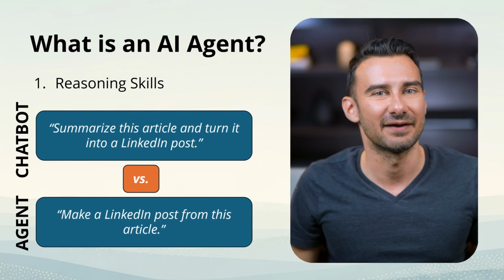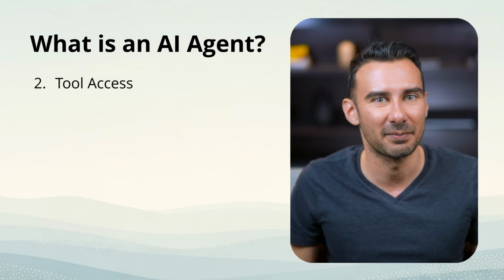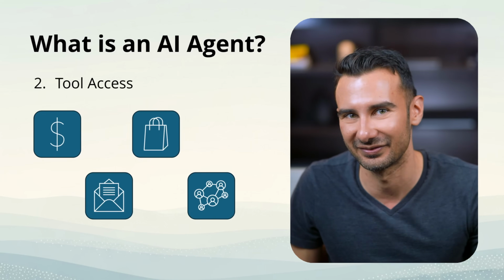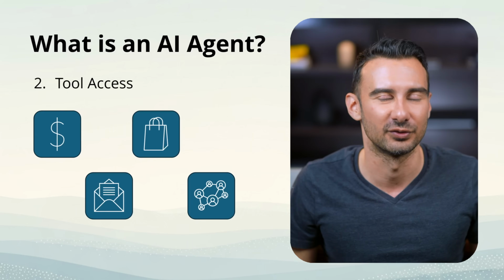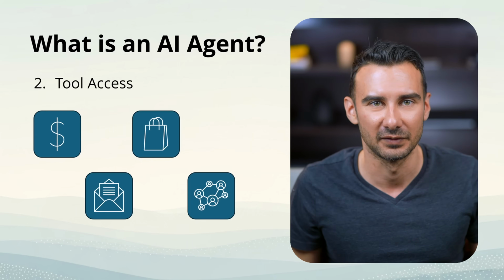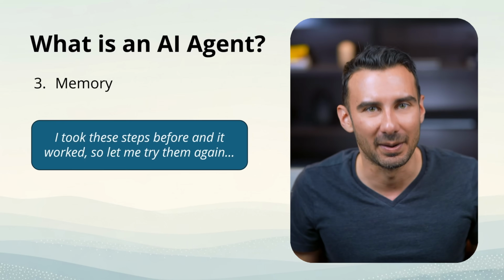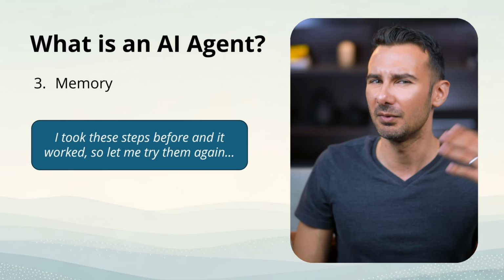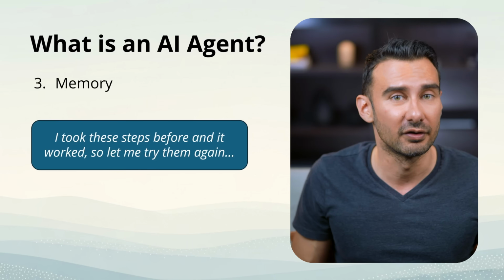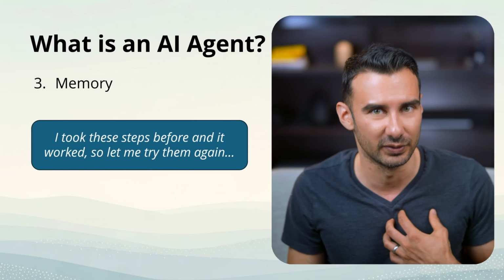The second is they have tool access. Unlike chatbots, they can actually do things like move money around, email someone, order something for you, or make a post on social media. Third is they have memory. They maintain context throughout a task and even multiple tasks, so they learn from past mistakes just like we do.